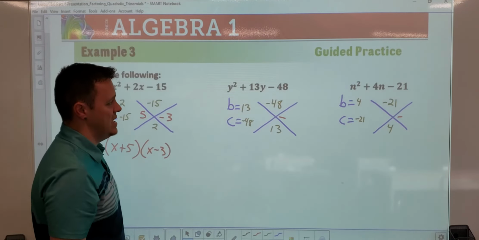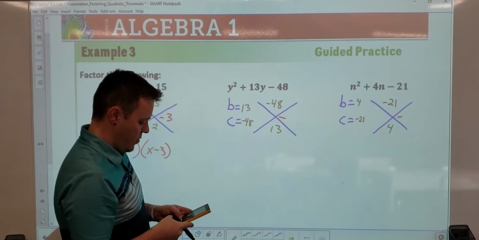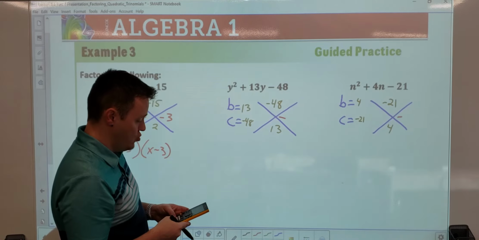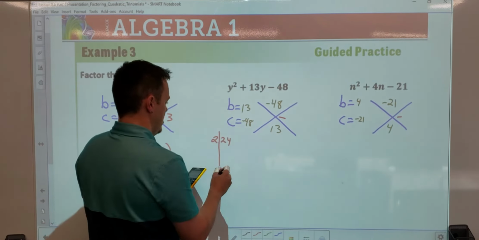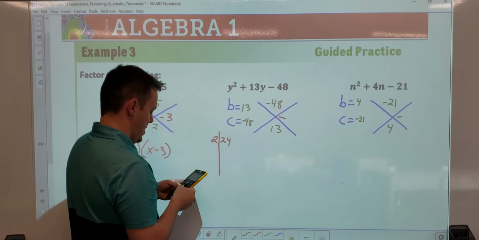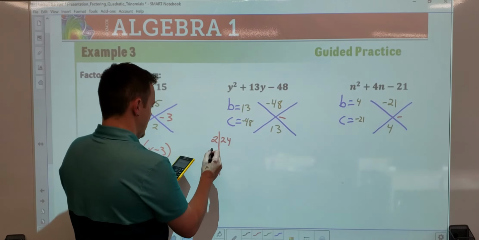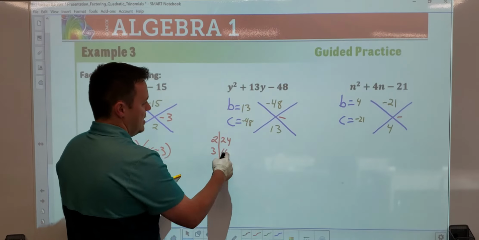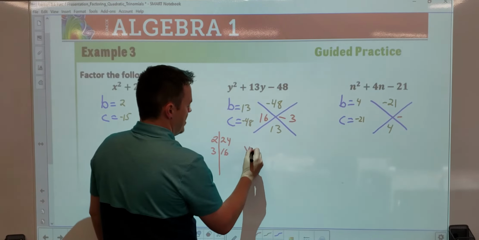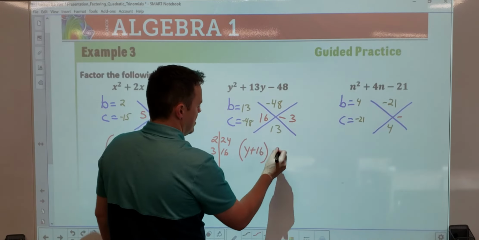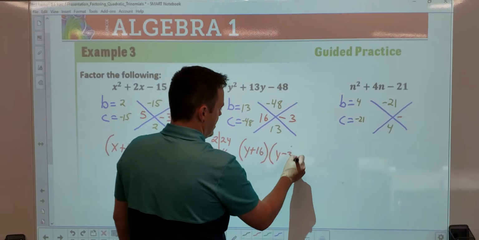All right, 13. All right, 48 divided by 2 is 24, so it's 2 and 24, that's not it. All right, 48 divided by 3, remember that's an answer, so it would be 3 and 16. And there we go. So it's going to be 16 minus 3. So this would be y plus 16, y minus 3. And double check your work.